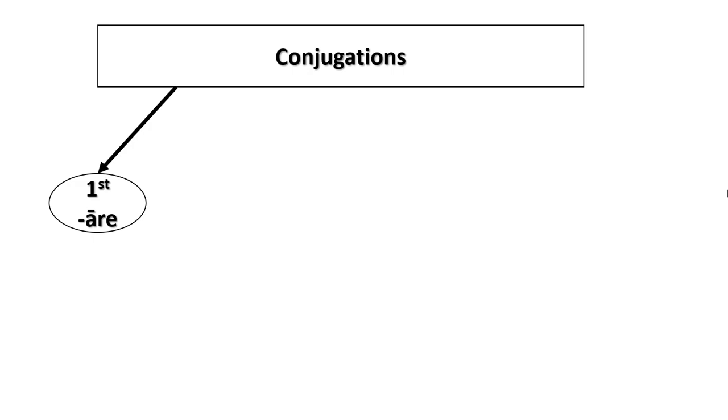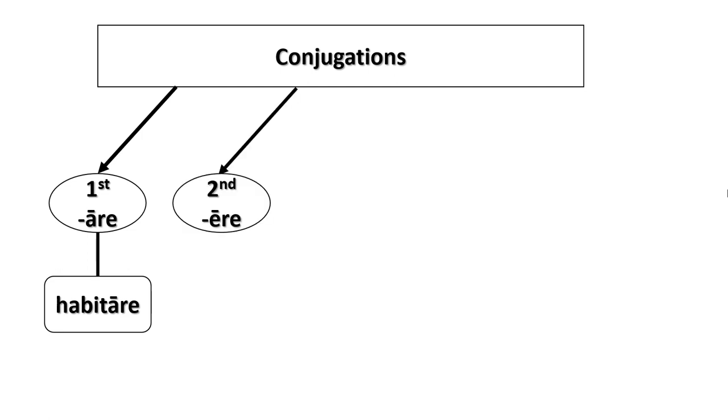Now, if that second principal part ends in ARE, we say that it belongs to the first conjugation. An example would be habitare. If the second principal part ends in a long ERE, we would say that this verb belongs to the second conjugation. For example, sedere.